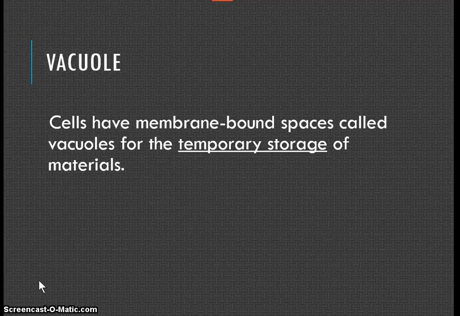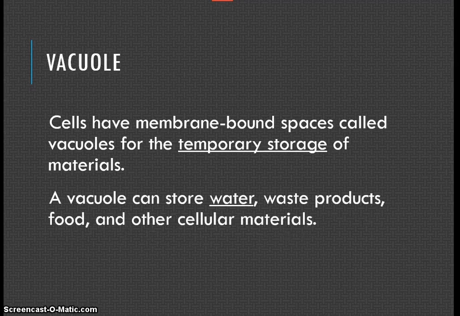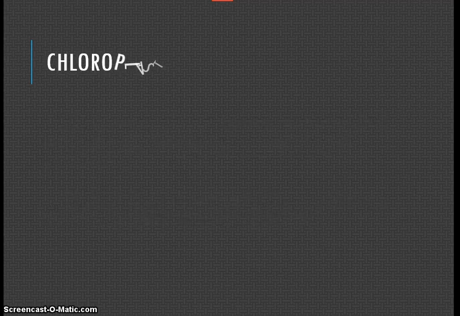The vacuole. Cells have a membrane-bound space called vacuoles for the temporary storage of materials. Plant cells have much larger vacuoles than animal cells. And that makes sense, right? Because plant cells are making their own food, they need a place to store it. A vacuole can store water, waste products, food, and other cellular materials.